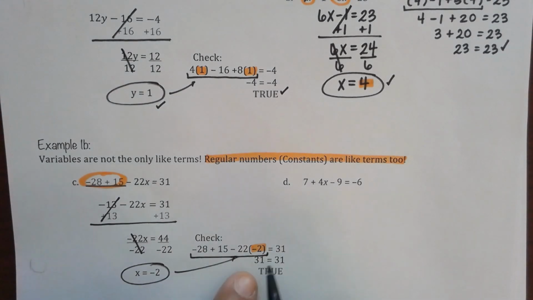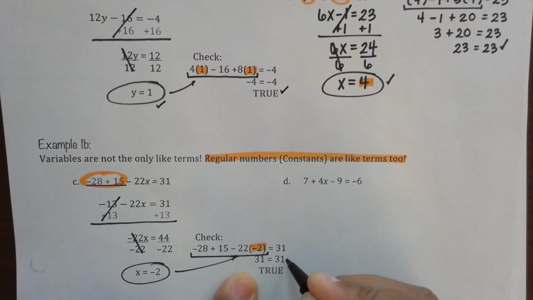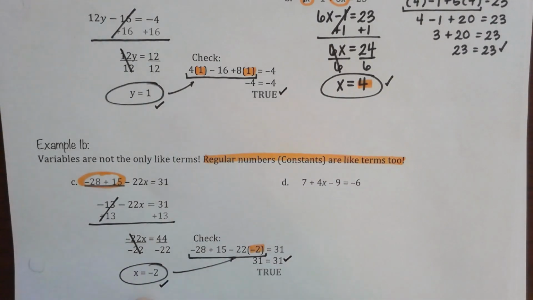All right, what'd y'all get? 31. Does 31 equal 31? Yes. So is negative 2 the right answer? Yes. Perfect. Any questions there? Everybody good? Yes. Okay, look at D.